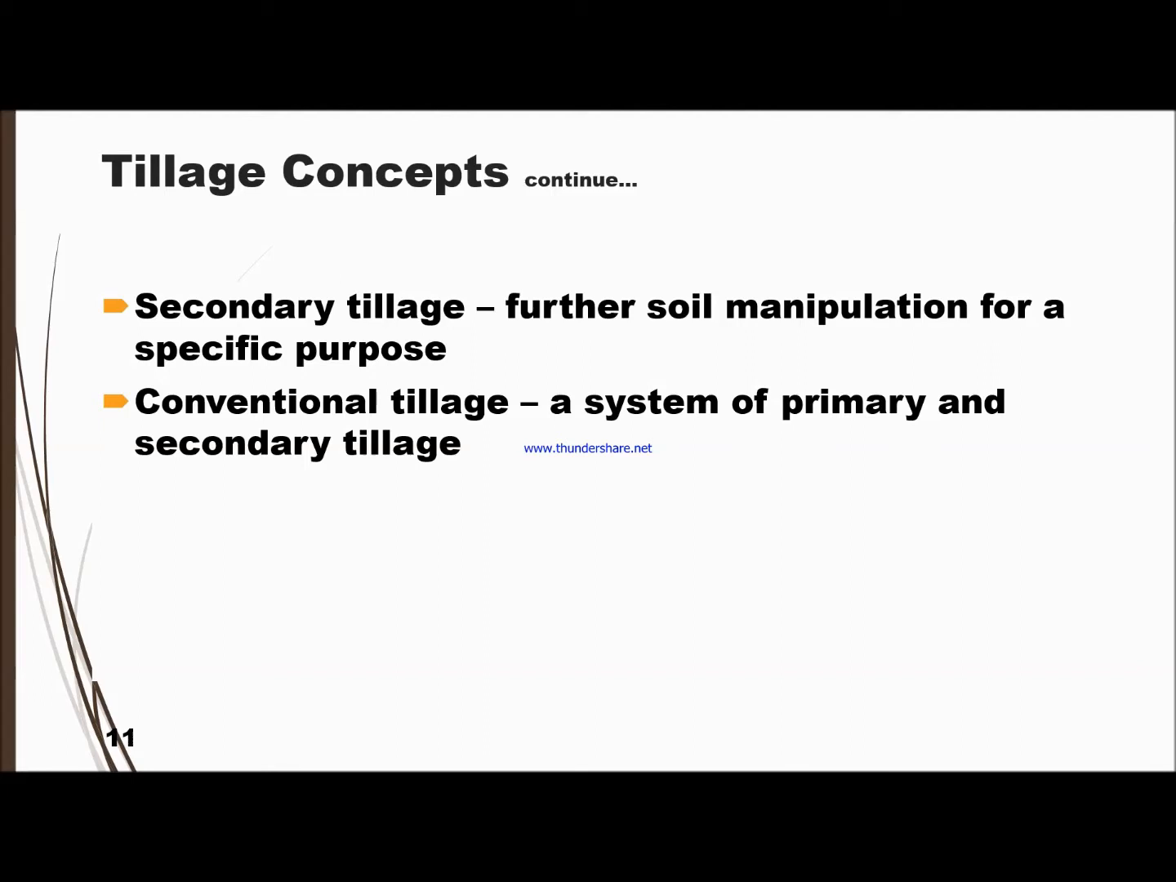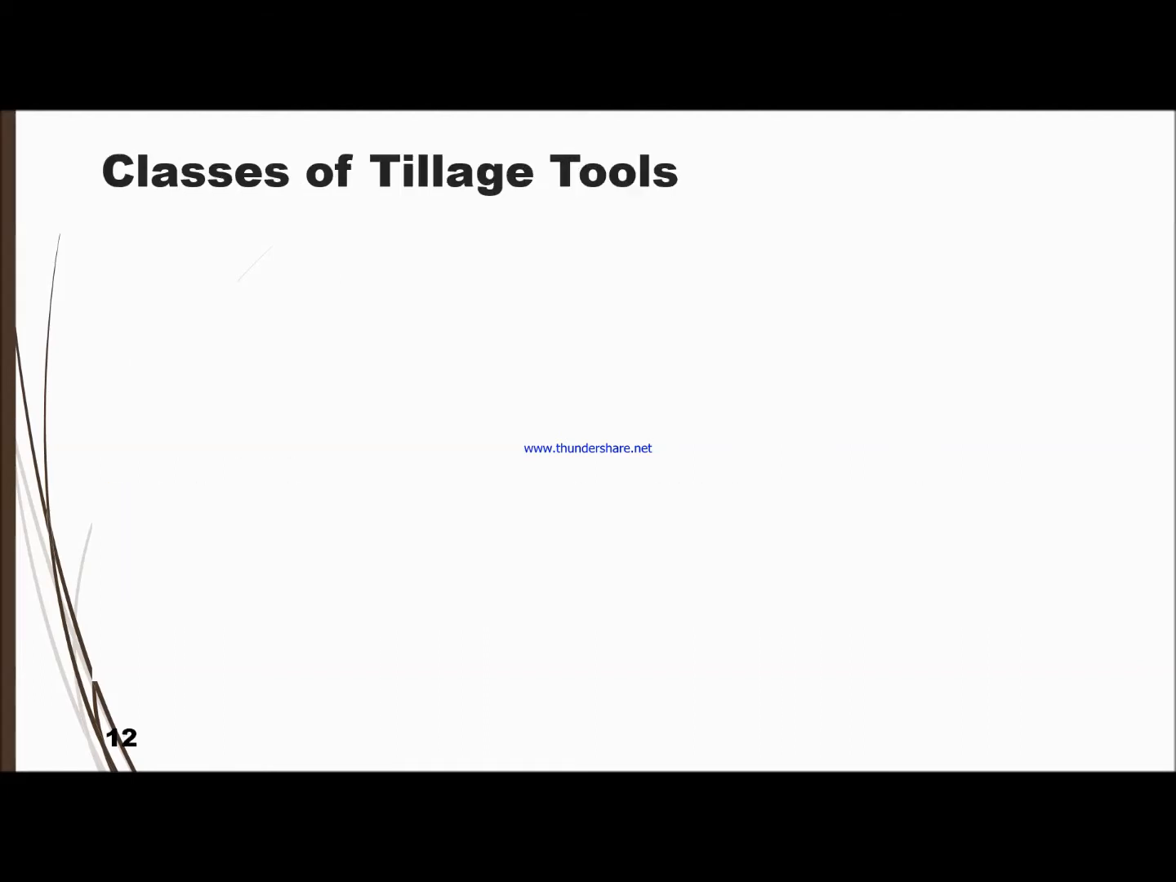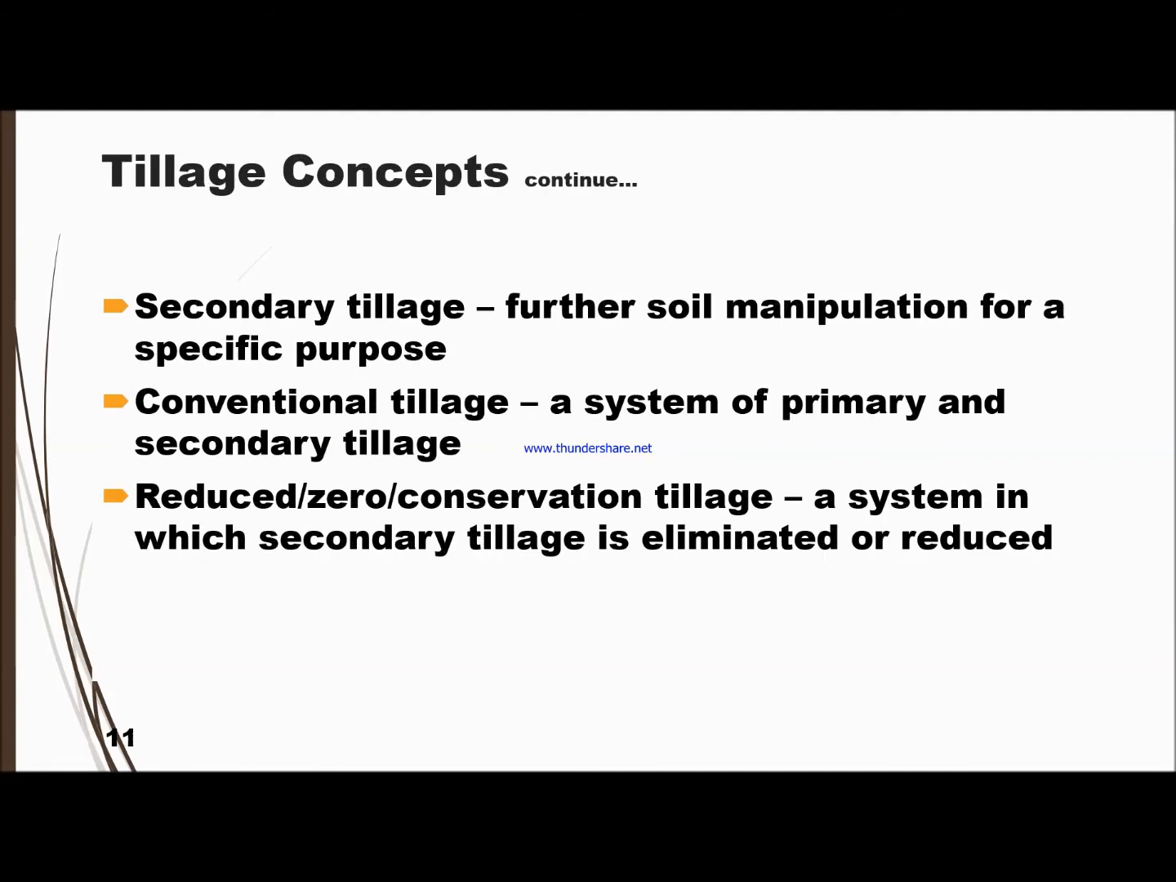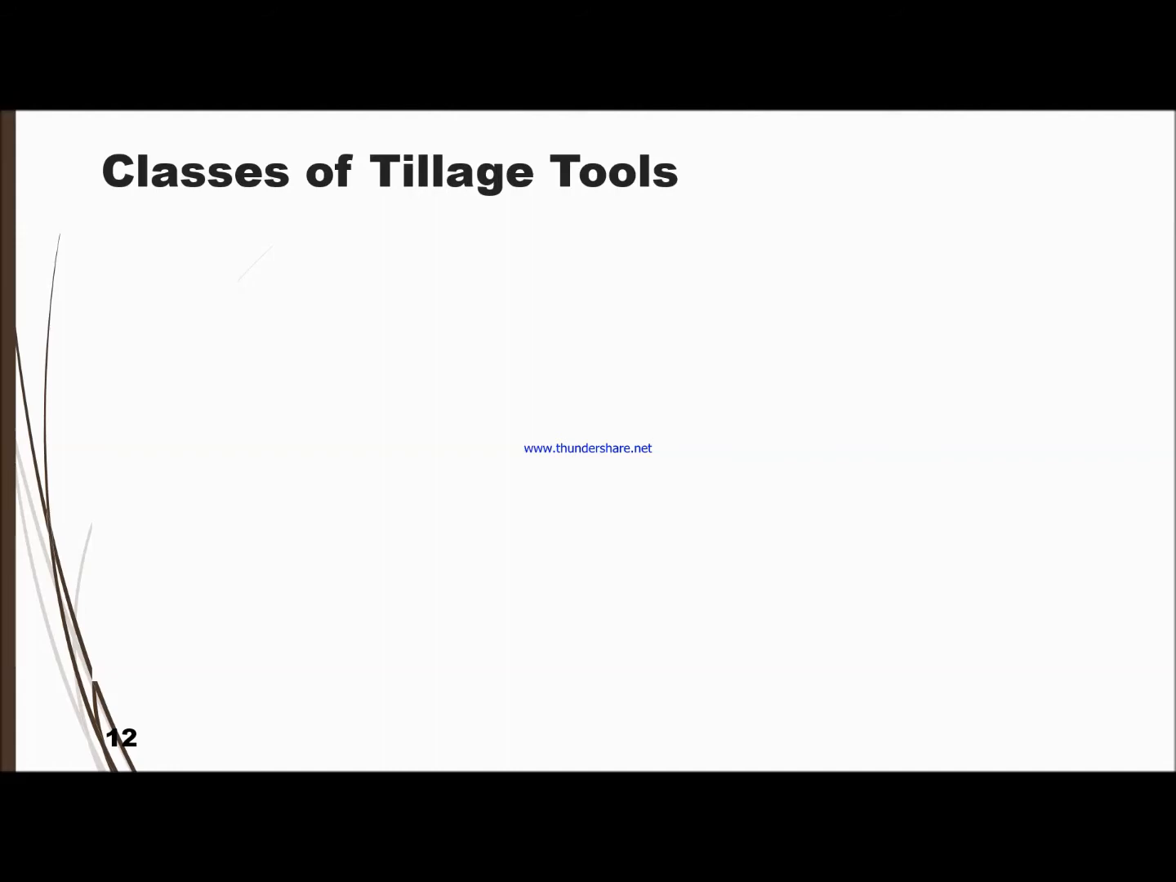In contrast with the other two, we have another term, conventional tillage, which is basically a system of primary and secondary tillage, a combination. In this stage, normally we're talking about the rotavator. Then conservation tillage is a system in which secondary tillage is eliminated or reduced. So here we are talking about the no-till tillage concept.